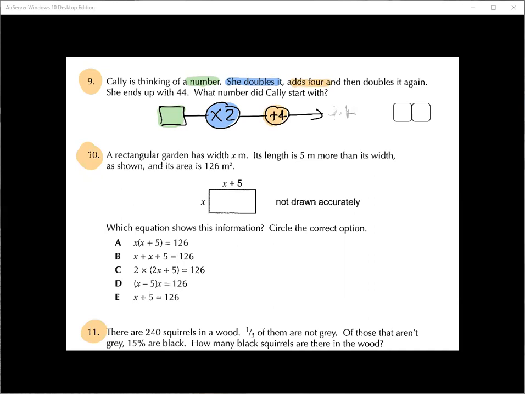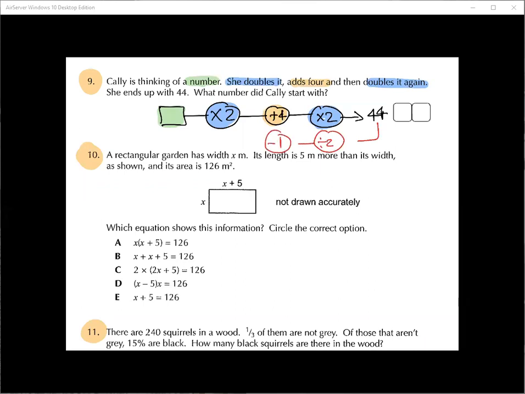Give me a second. Let me put that in. I've missed something out. Okay, so she doubles it again, and then what's the answer? 44. The answer is 44. So we write down a function machine for question number 9. Now how do we go back and work out the missing green number? What do we have to do? We're going to divide it by 2, take away 4, divide it by 2 again. And that should give us our answer.